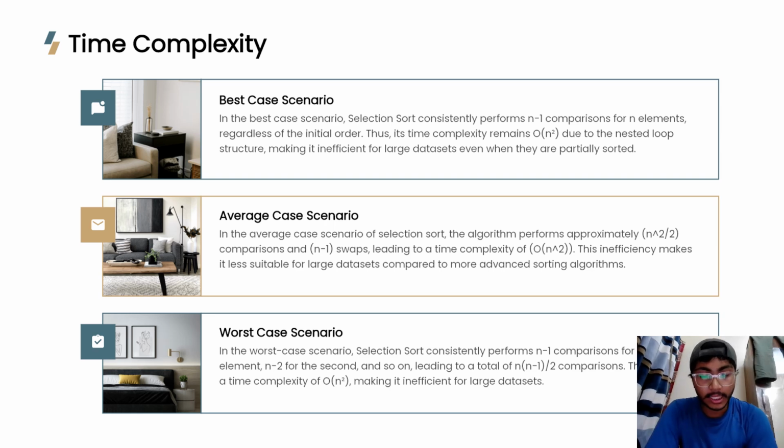Worst case scenario. In the worst case scenario, selection sort consistently performs n-1 comparisons for n elements and n-2 for the second, and so on, leading to a total of n into n-1 by 2 comparisons. A time complexity of big O n to the power 2, making it inefficient for large data sets.